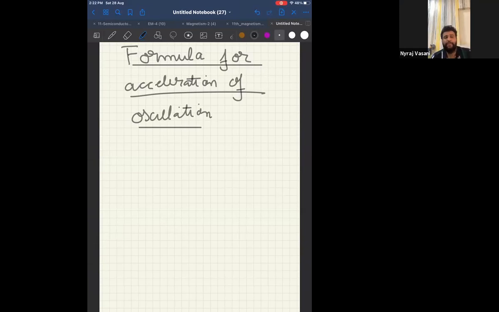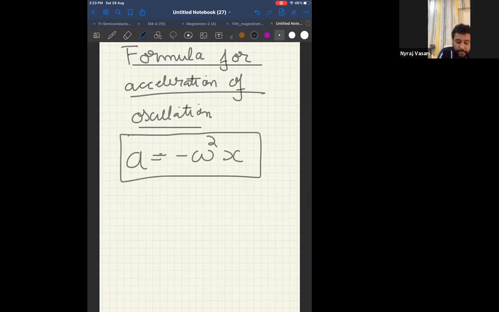Now, you know the general formula for acceleration is velocity upon time, or dv by dt. That is the general formula. But look at the side heading. The side heading says: what is the formula for acceleration of oscillation? And the formula is acceleration is equal to minus omega square x. This is the formula you should remember.